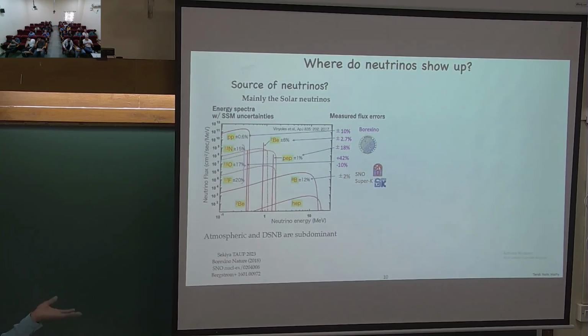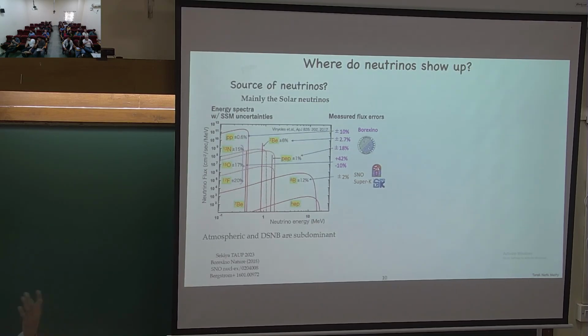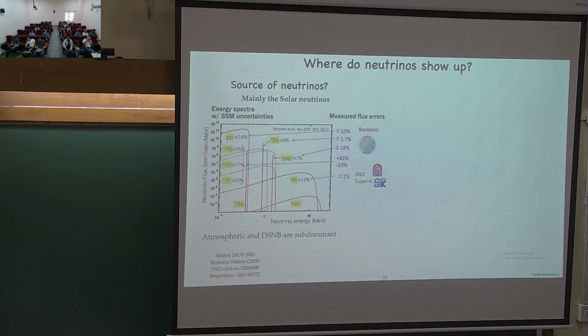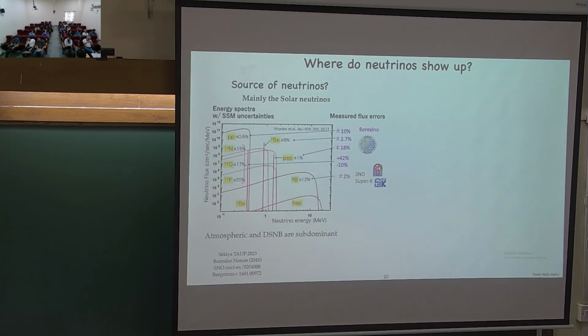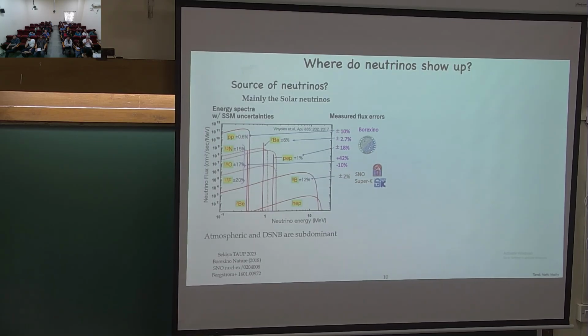Here is a plot for that. The x-axis is the neutrino energy. The y-axis is how many of those neutrinos are hitting per unit energy, per unit area, and per unit time. These different labels are just proxies for different nuclear reaction chains, and the red solid and dashed lines are the fluxes that you are expecting from these reactions.